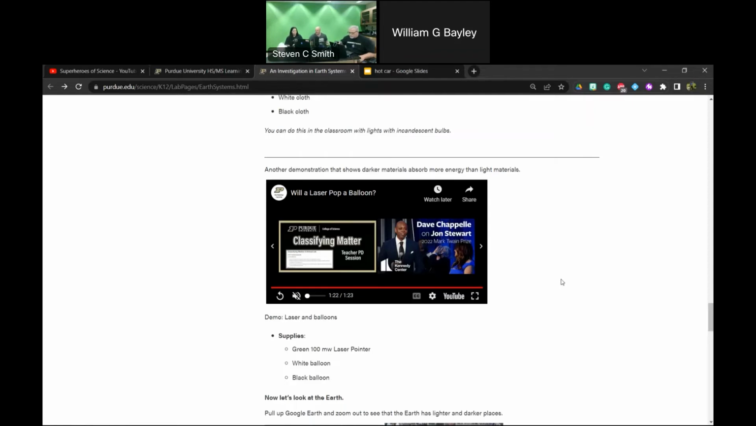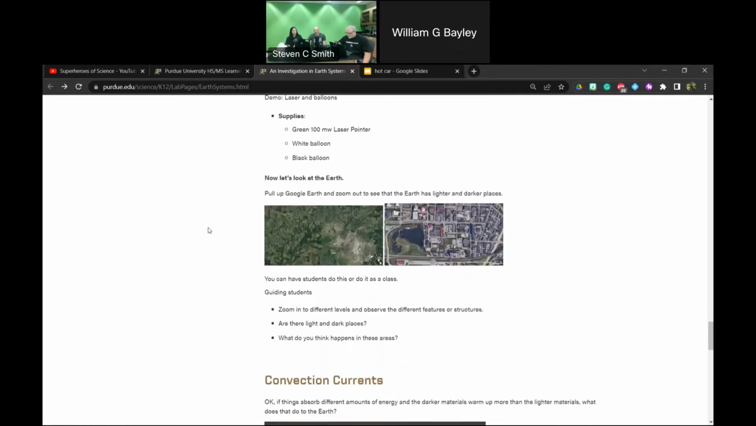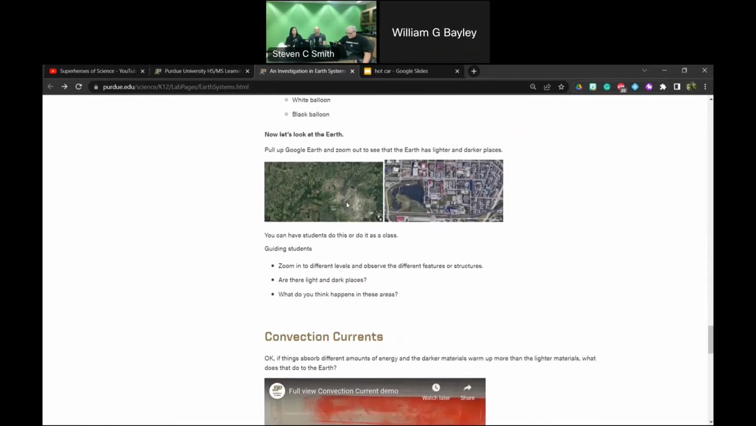And then when we do albedo, I always want to pull up Google Earth. Here's Lafayette. I've got a zoomed out image, and then I've got a close up image. And we can talk about how the different surfaces, like the blue, the lighter ones, are going to reflect more, and darker is going to absorb. So that gives us a thing to talk about: light and dark, the absorbance, and how that works.